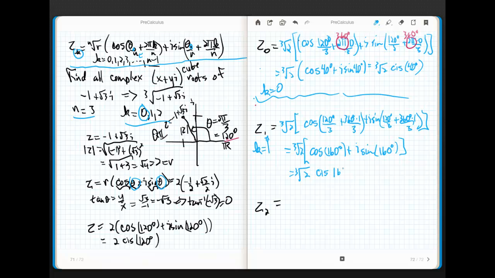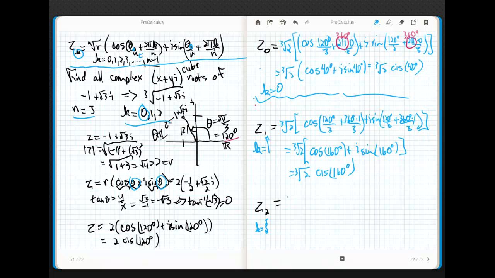Cis, I'm stuttering. There you go. That's kind of cool, huh? Okay, now try this guy. Take a second. Try it for k equals 2. Remember, these two always match up. So give it a shot. I'll pause for a moment and let you give it a try.